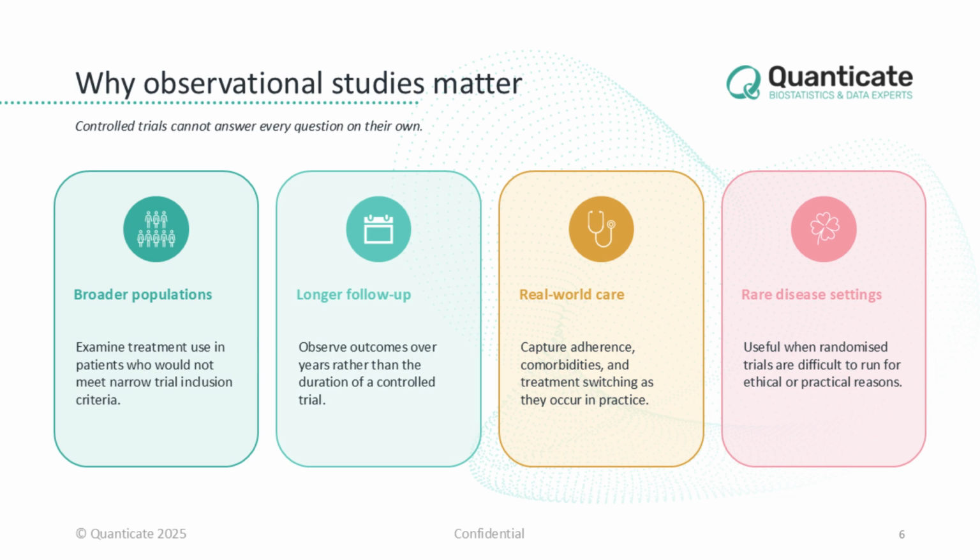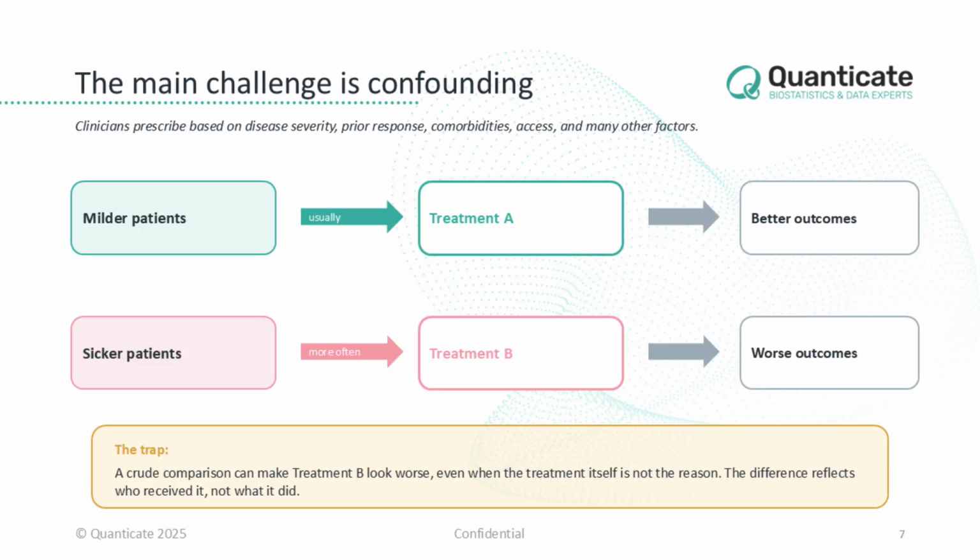These studies are useful because controlled trials cannot answer every question on their own. Observational studies can examine treatment use in broader patient populations over longer periods and in day-to-day clinical settings where adherence, comorbidities, and treatment switching are part of normal care. They may also be relevant when randomized trials are difficult to run for ethical or practical reasons, including some rare disease settings.